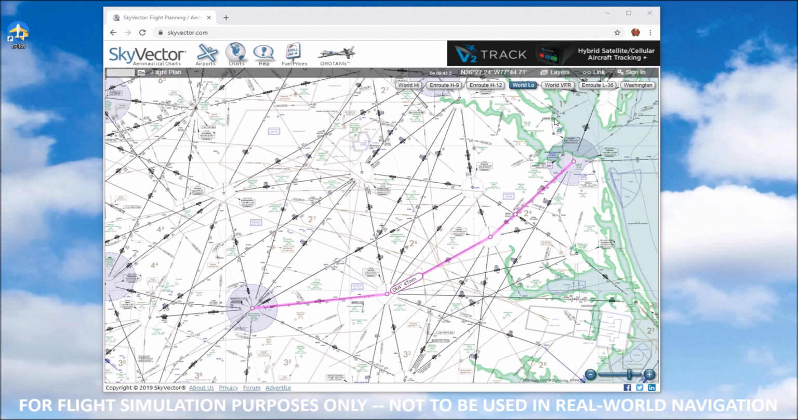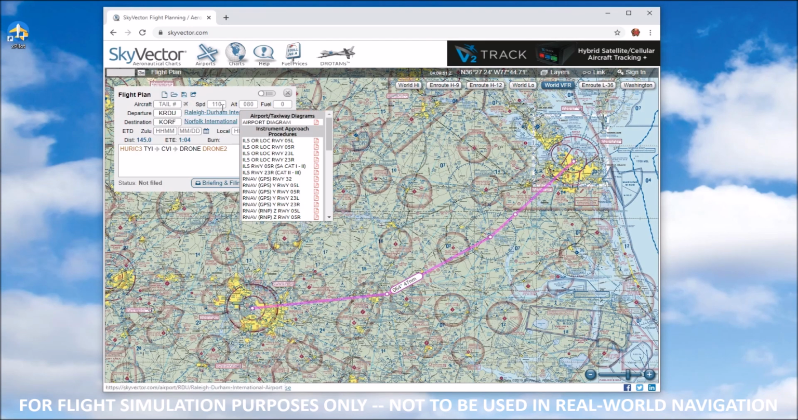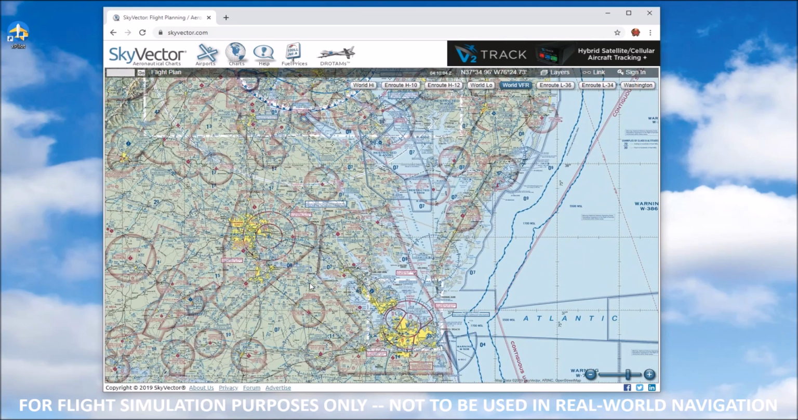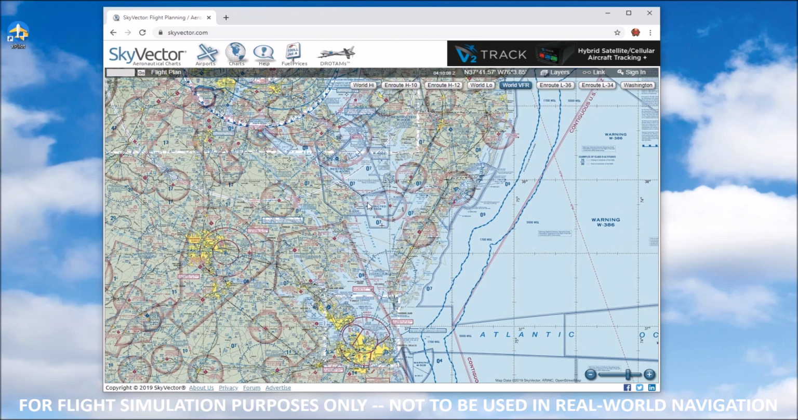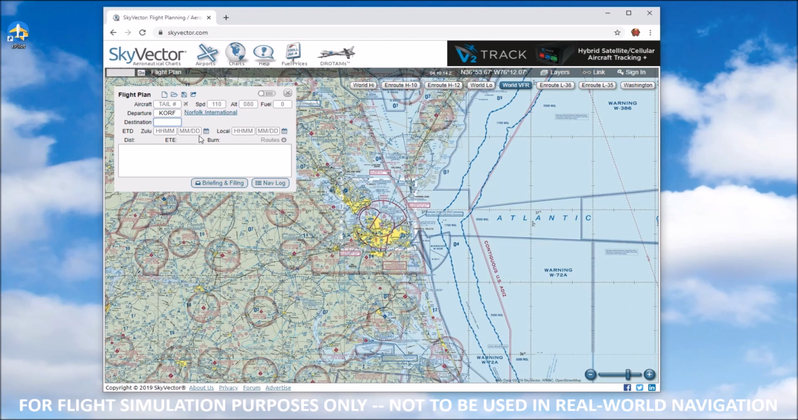Let's come back over to SkyVector and we'll switch over to the VFR charts. And let's blank out our route from the last tutorial. For the first GA Wings event that we're putting together, leg number 2 is planned to be a VFR flight from Norfolk International, KORF, to Ocean City Municipal in Maryland, KOXB.